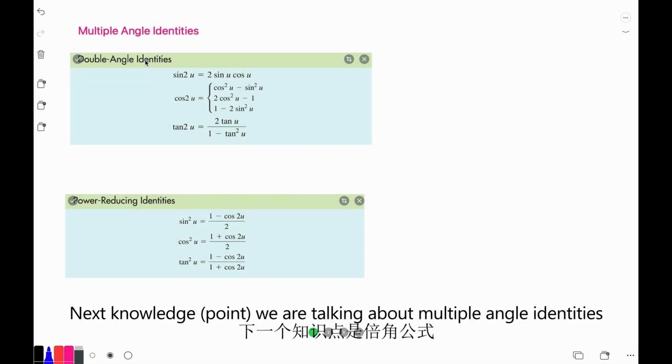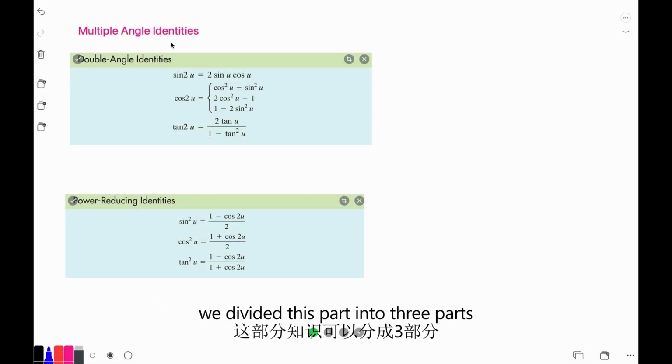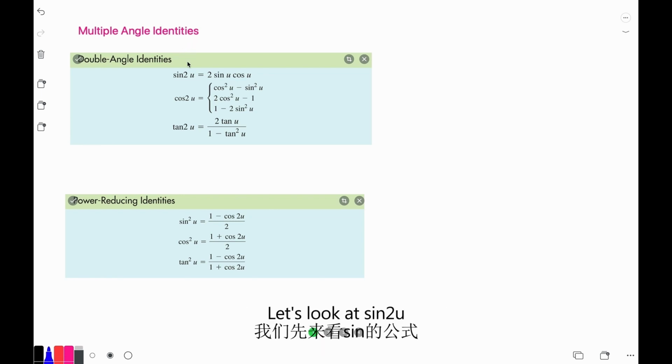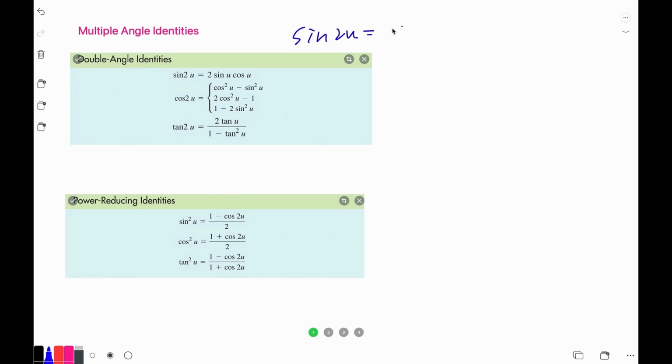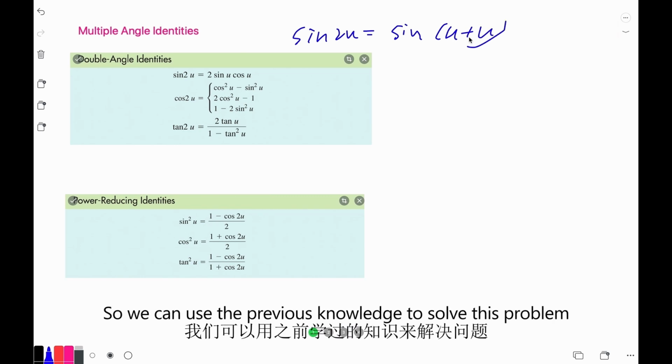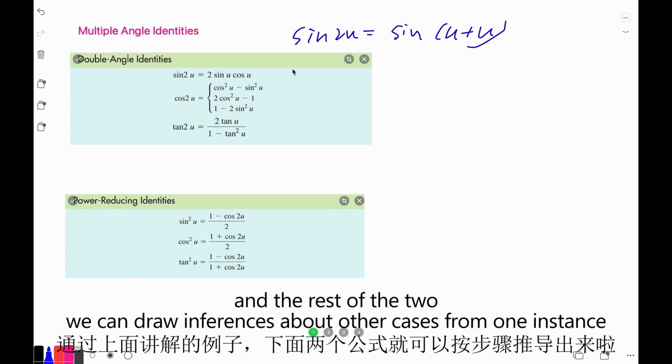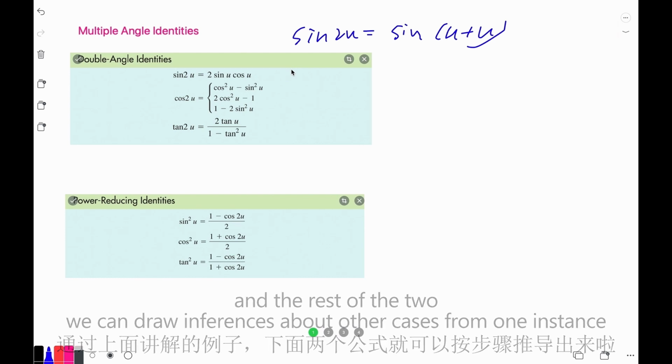This knowledge is about the multiple angle identities. We divided this part into 3 small parts. The first one is double angle identities. Let's look at sine 2u. Sine 2u equals sine of u plus u. So we can use the previous knowledge to solve this problem, and we get 2 times sine u times cosine u. The rest we can infer by drawing inferences about other cases from one instance.